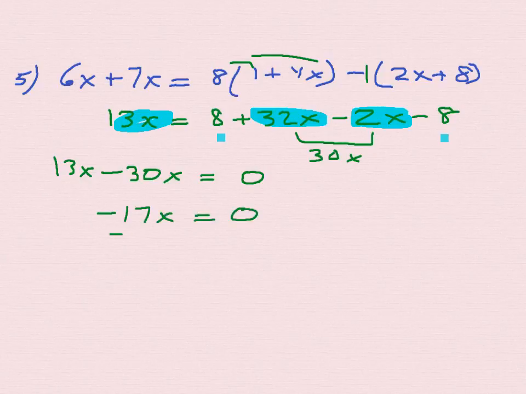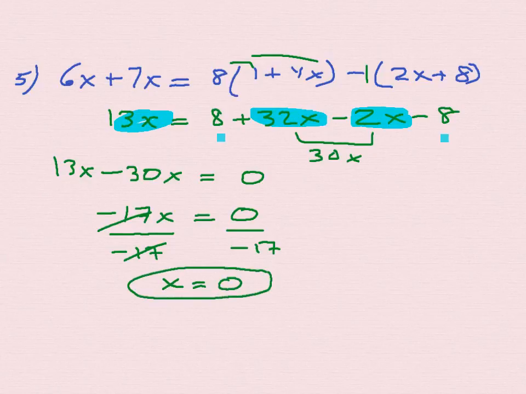You follow the rules. 17 and minus 17 multiplied by x, so you're going to divide both sides by minus 17. Okay, negative 17 divided by negative 17 gives you a 1, so you're left with just an x. If you have 0 and you divide it by negative 17, you're going to get an answer of 0. So the answer is 0.